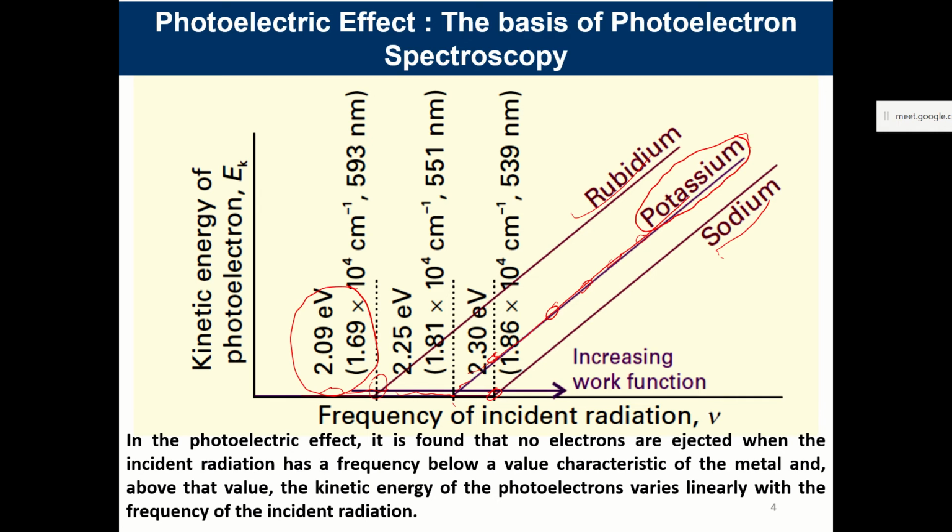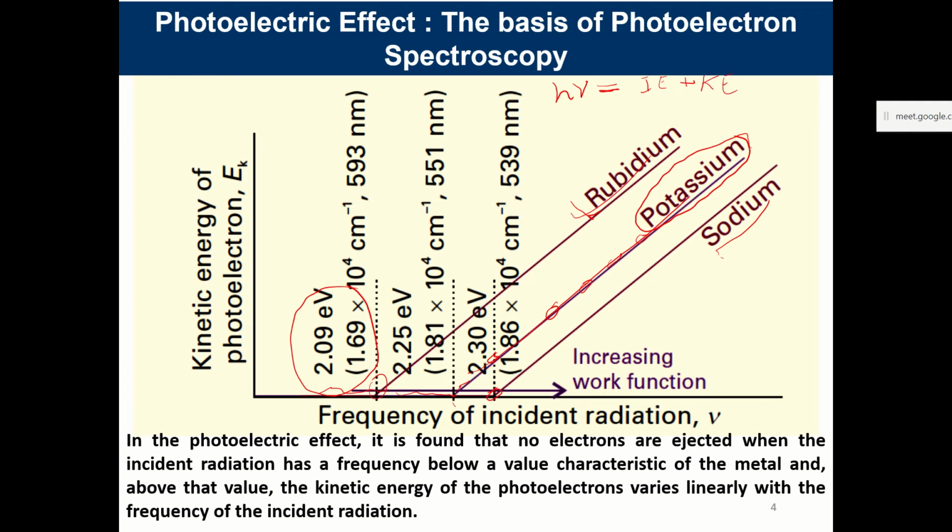You can also note that no matter what is the nature of the surface, the slope is always the same. So as I told you, it is the h nu which was converted into kinetic energy. h nu must account for both the things: the ionization energy plus the kinetic energy of the photoelectron.